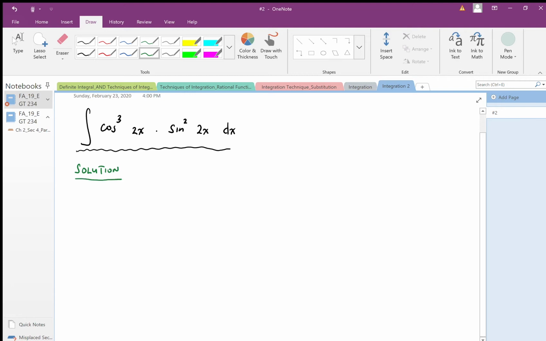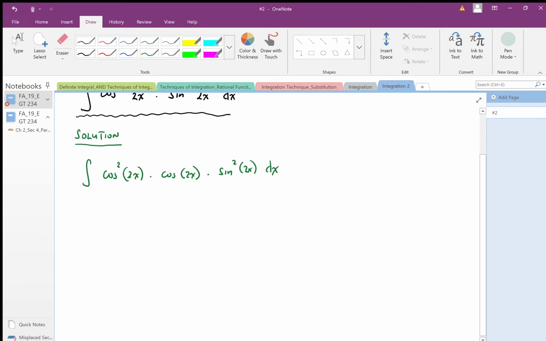Okay, I see a cubed and I see a squared. So I'm just going to break it up and say cos 2x times cos 2x times the sine squared 2x dx. So all I did was just break it up.